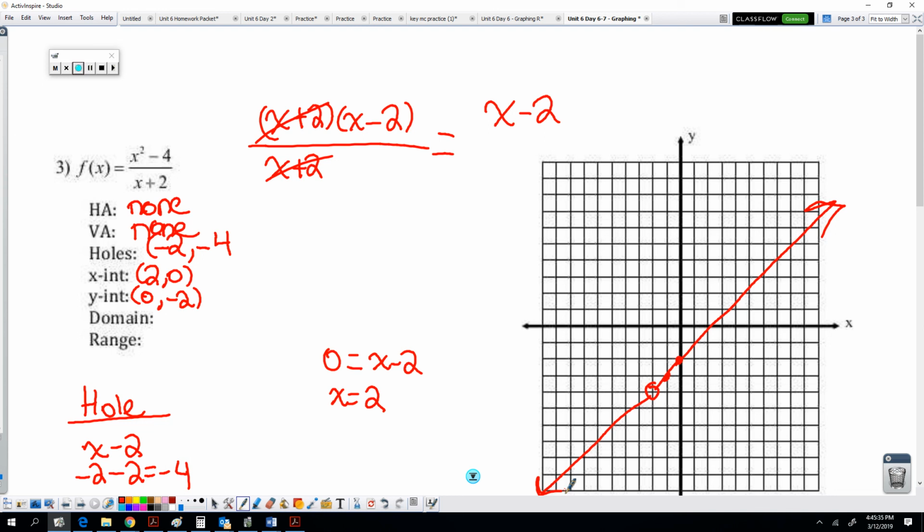So now what we have to do is say our domain is, we're just going to use my x values of my hole. x cannot equal negative 2, and your y cannot equal negative 4. So this time for your domain and range, we're going to get the values using your hole.